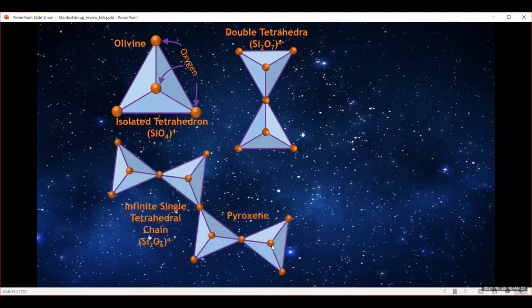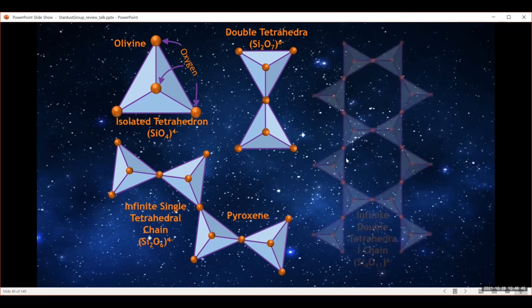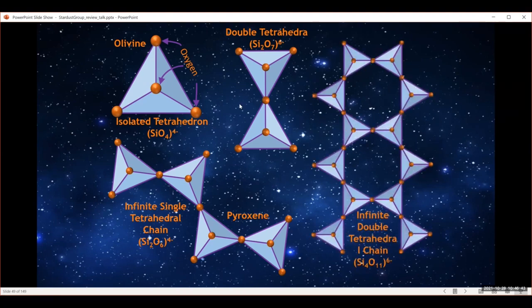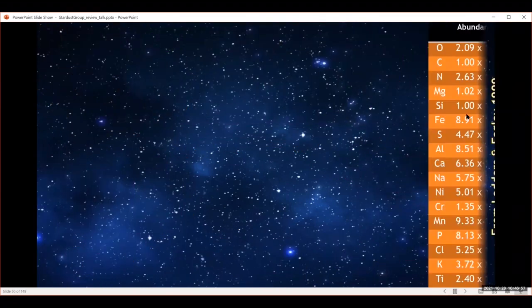Then we also have pyroxenes, which is where you have a full chain of these. So they're sharing 2 of their apices and you get a full chain. And in this case, you're still going to have some charge balancing, and it's going to be mostly magnesium and iron, but maybe some calcium. And you can keep building this up until you've got a full network of tetrahedra all stuck together and not isolated at all, and they're sharing every single one of their apices. So that's just a quick introduction to the silicates.